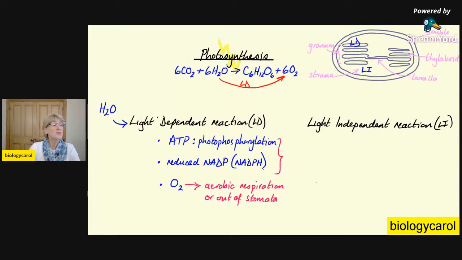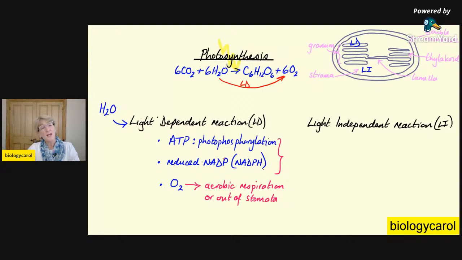Wait, O2 is produced during photolysis. Yes, it is. Yeah, we're going to go through that and explain exactly how that happens. That happens as part of the light-dependent reaction. Hamid, I've just made you very happy. Pleased about that. So you need to know this bit, though, Hamid. Don't sign off quite yet.